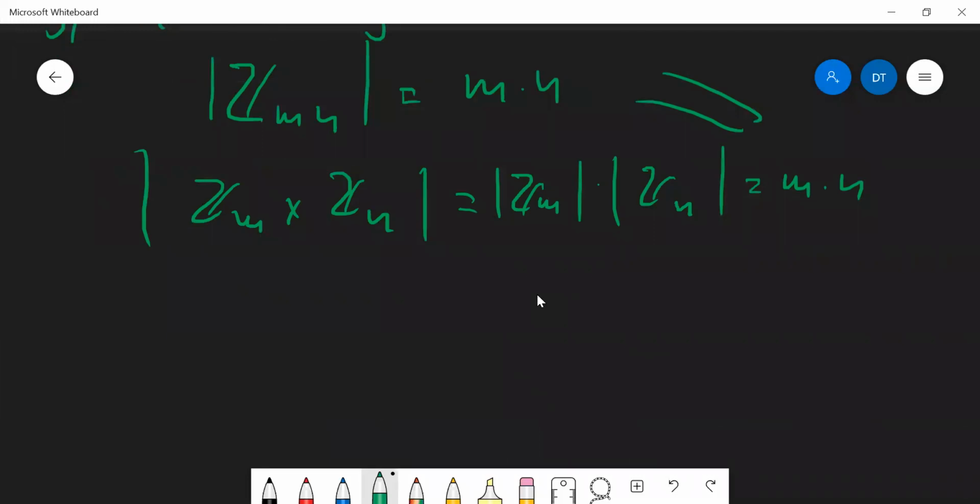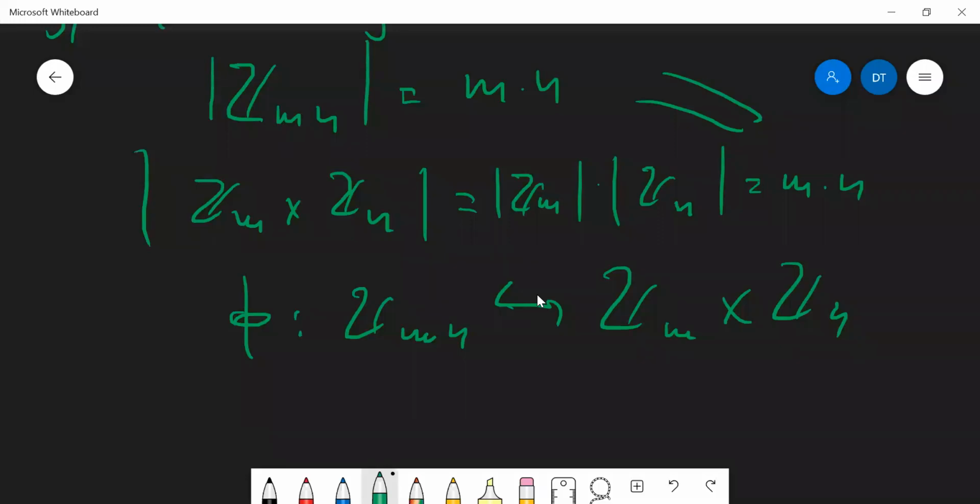And phi is an injective map from this guy to this guy. So it's injective, and these two sets have the same number of elements. But then it automatically means that phi is surjective. And that's it.